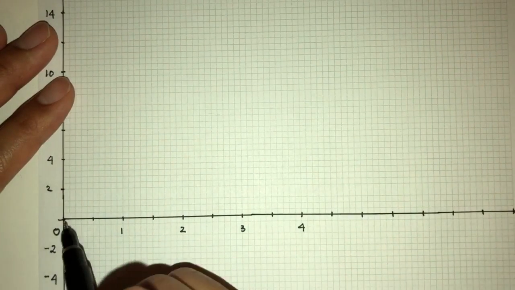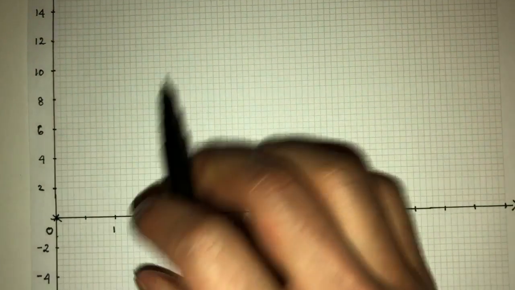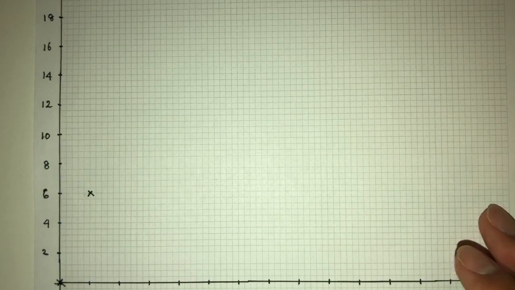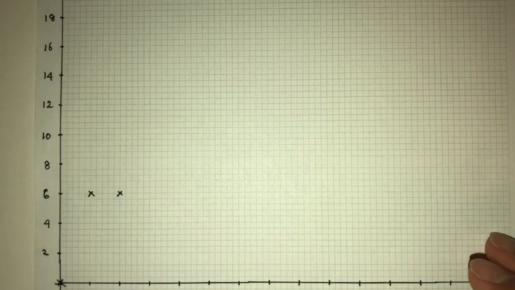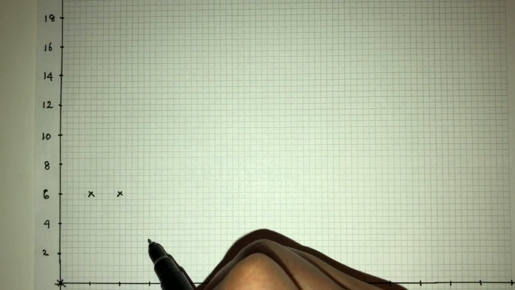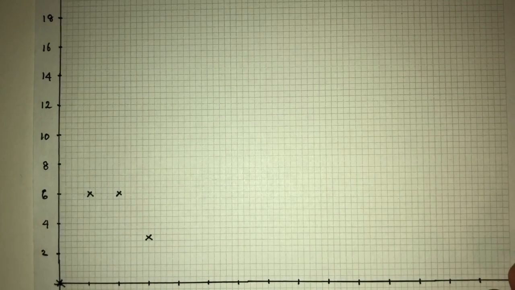So (0, 0) will be the first one here. And then we have (0.5, 6), which will be this one. Then we have (1, 6), this one, and we have (1.5, 3). That should be between 2 and 4. Then we have (2, 0).